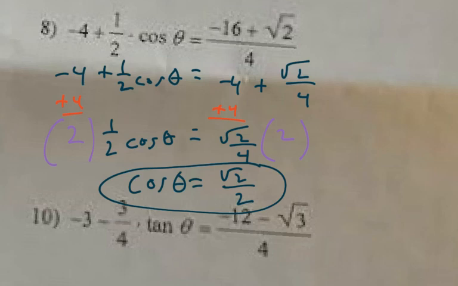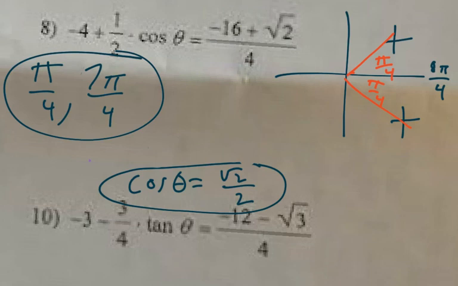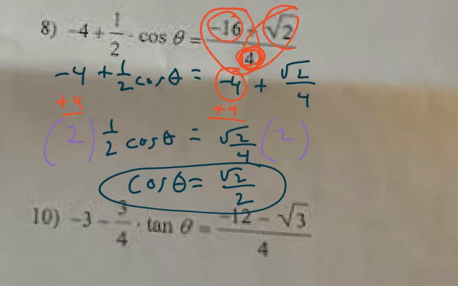Number 8. Now this one looks crazy, so the trick is right here. We want to distribute this 4. So negative 16 divided by 4 is negative 4. Square root 2 divided by 4 is plus square root 2 over 4.